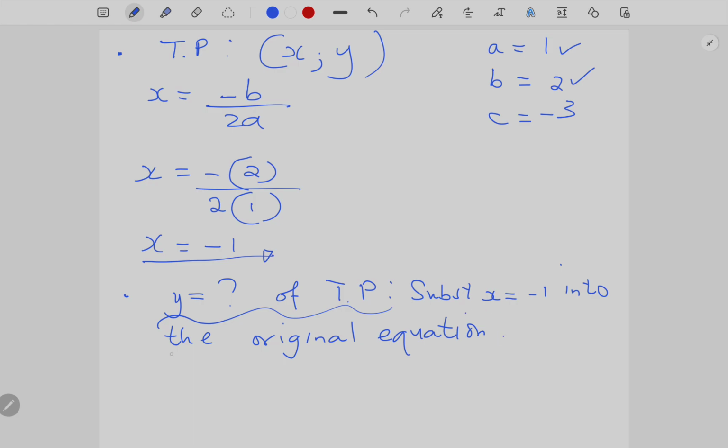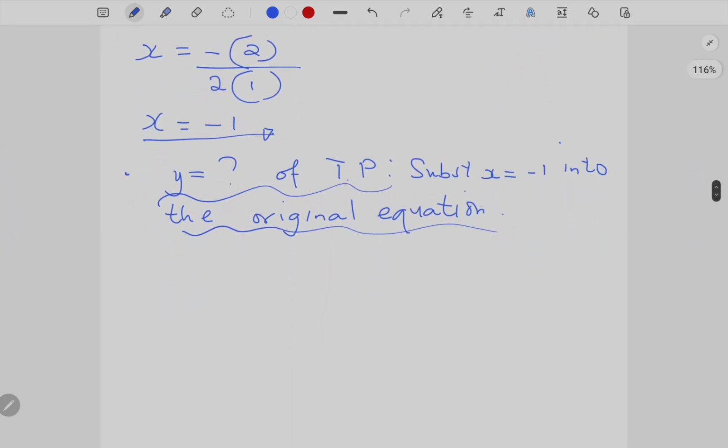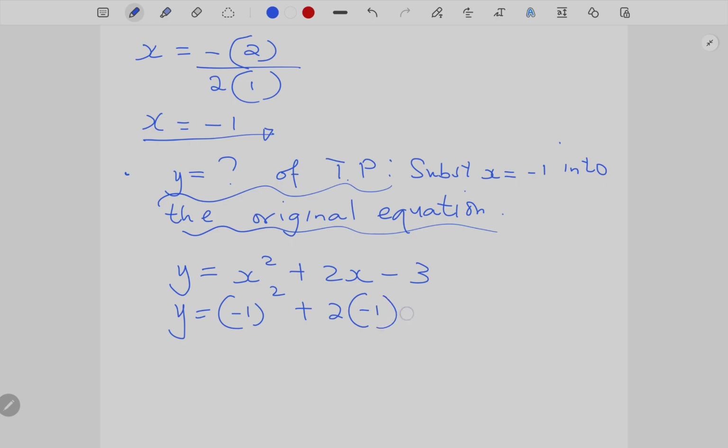Okay, the original equation was given as y is equal to x squared plus 2x minus 3. So in place of x, we're going to substitute -1. So y is equal to negative 1 squared plus 2 of negative 1 minus 3.